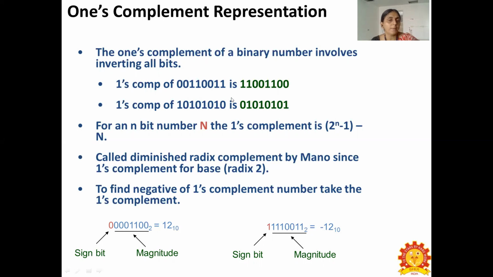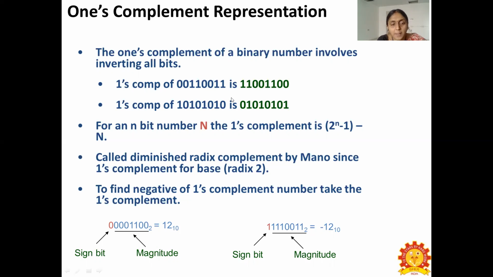So here the ones complement of 1010 is 0101. So for an n bit number N, the ones complement is 2 power n minus 1 minus N. So it is called diminished radix complement, since ones complement is for base radix 2. To find negative ones complement number, take the ones complement first. How to take the ones complement? We have to reverse zeros to 1 and 1 to 0.